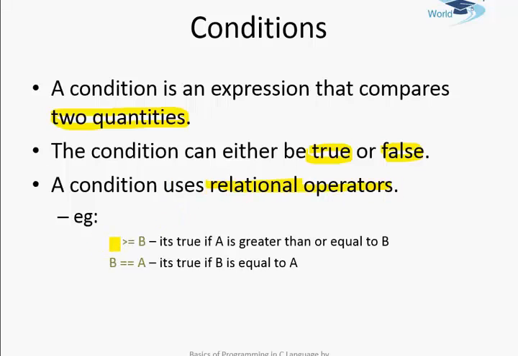Suppose A greater than or equal to B. This is a condition. This can either be true or false. It will be true if the value of A is greater than or equal to the value of B. This is the relational operator, greater than or equal to, and these are the two variables that are being compared. So it is true if A is greater than or equal to B, and it is false if not. Similarly, B equal to A is true only if B is equal to A.